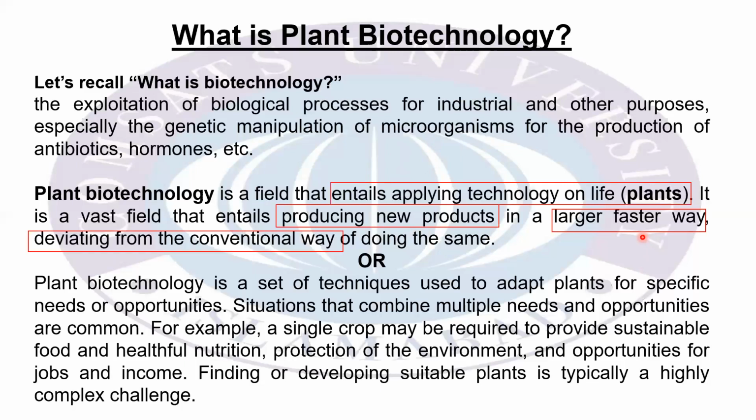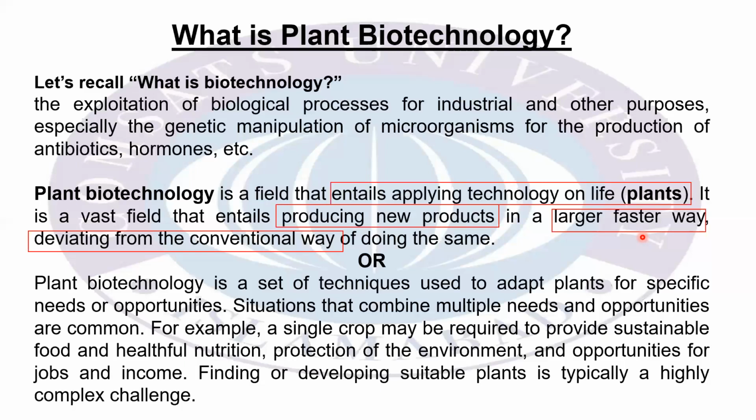Number three, deviating from the conventional way of doing. Now, the conventional way is you dig the ground, you plow, you sow your seeds, you water them, you take care of them, give them manures, do some tilling and digging, and eventually you get the fruit of your crops or of your trees. That's the conventional way. But in plant biotechnology, we deviate from the conventional way. It means we do not do as it is in the conventional way.